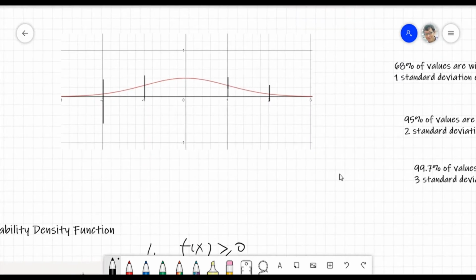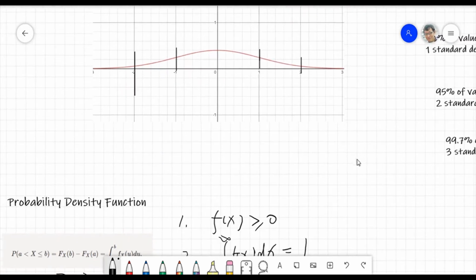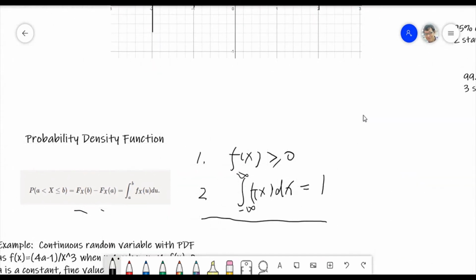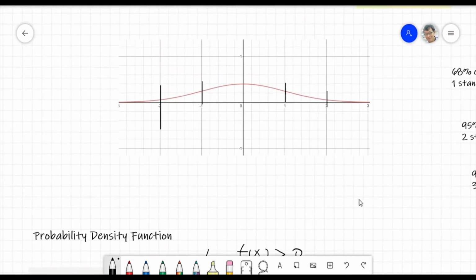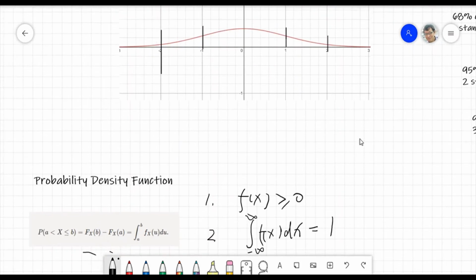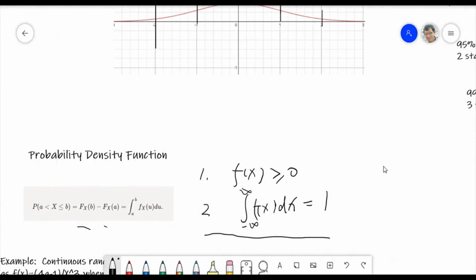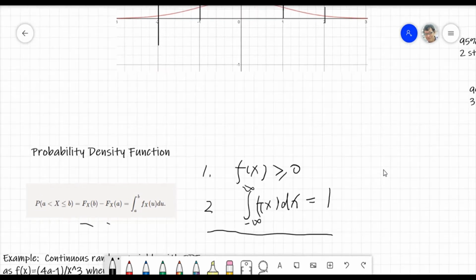Then we go to another very famous concept that you need to learn, the probability density function. You think about the normal distribution as a probability density function, right? So what's the probability density function? The formula looks like this one.